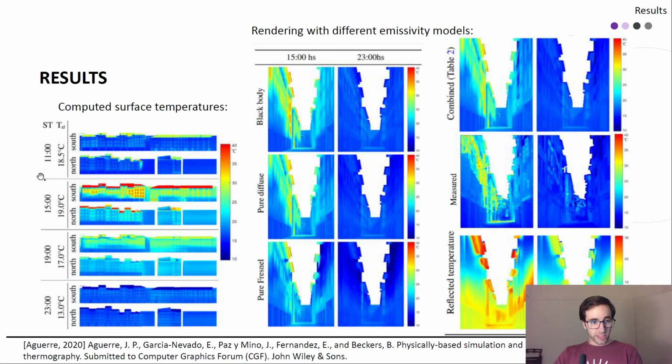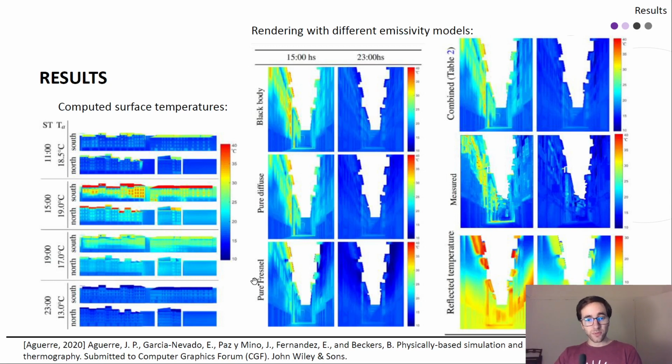Okay, so we have these results for several hours of the same day, of course, with the same environmental conditions inputted in the system, and we try to render the image from the same perspective, using different directional emissivity models. So in this sense, we try the black body, which is basically using no reflections, but we also use a pure diffuse model in which the radiation is emitted equally in all directions, right?